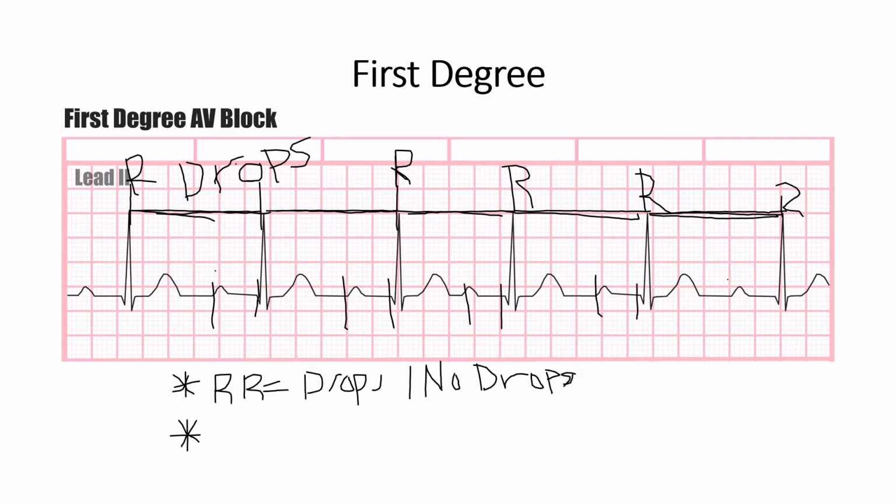0.20 seconds, guys. And 0.20 seconds is denoted by one box. And as you can see here, this PR interval goes way too far every single time. And that was your first degree. But we're going to use this feature over and over again. So we have fit, no fit on the PR interval. It either fits or it does not fit. Fit, no fit.